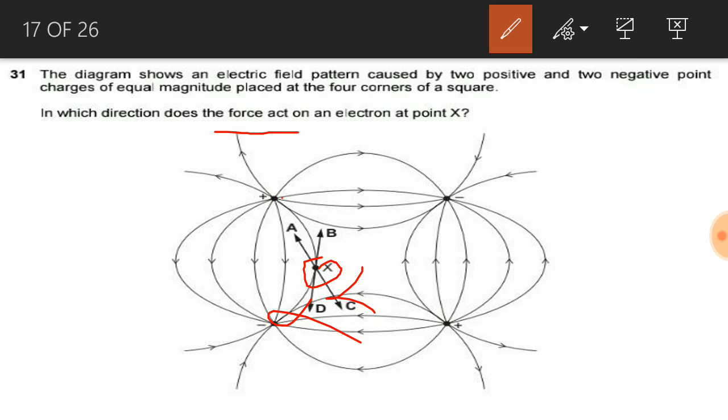In electric field lines, the tangent gives the direction of electric force. So A and B can be our answer, but A is not tangent. Only the tangent in this figure is B. Because of that, our answer choice B is the correct answer for this question.